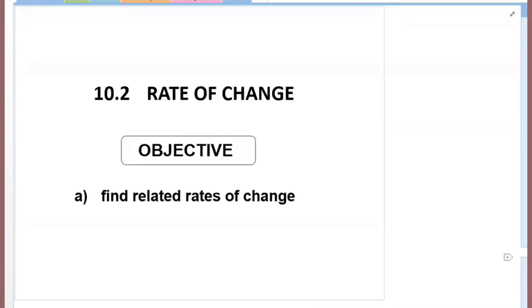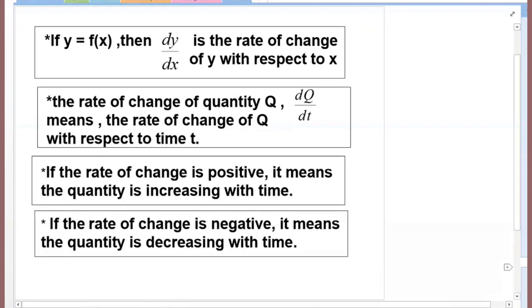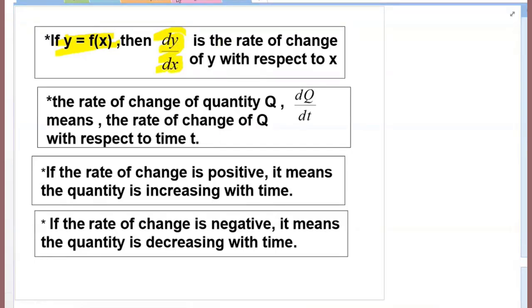Objective: rates of change. The idea for this one: rate means that it involves time, over dt. Let's say if y equals f(x), dy/dx is the rate of change of y with respect to x.